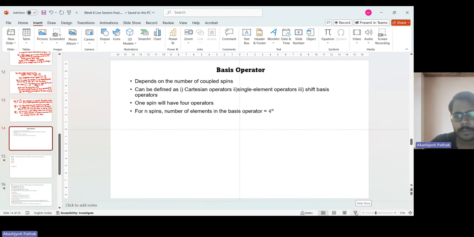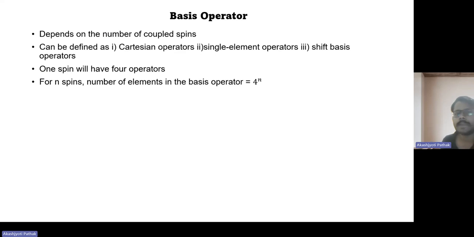One of the next topics that were discussed was the basis operator. What is this basis operator? It depends on the number of coupled spins, and it can be defined as Cartesian operators, single element operators, or shift basis operators. One spin will have four operators based on this concept. And for n spins, the number of elements in the basis operator will be equal to 4 to the power n.